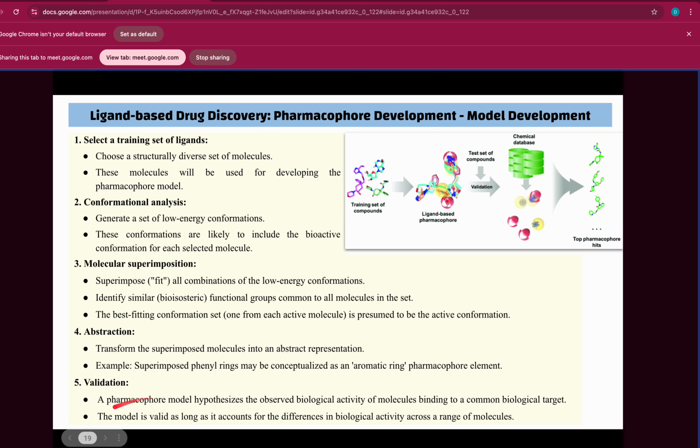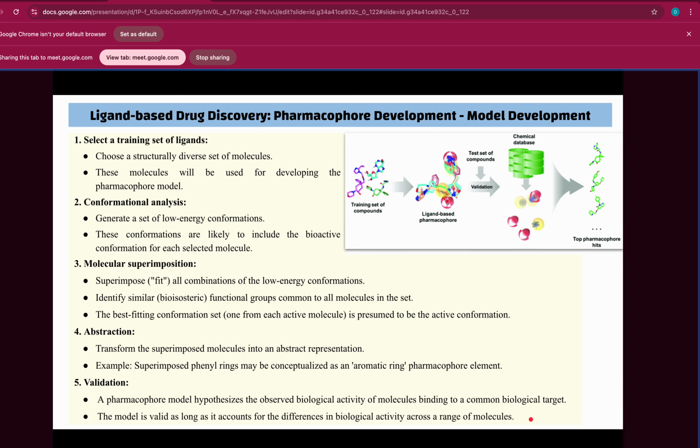Then validation is done. A pharmacophore model hypothesizes the observed biological activity of molecules binding to a common biological target. So against one single target, we will look for the activity of all these chemical compounds, and this will be taken from chemical databases which already have this information available. So we will design this model which could predict this particular biological activity by looking at the structure, and this model is valid as long as it accounts for the differences in biological activity across a range of molecules.